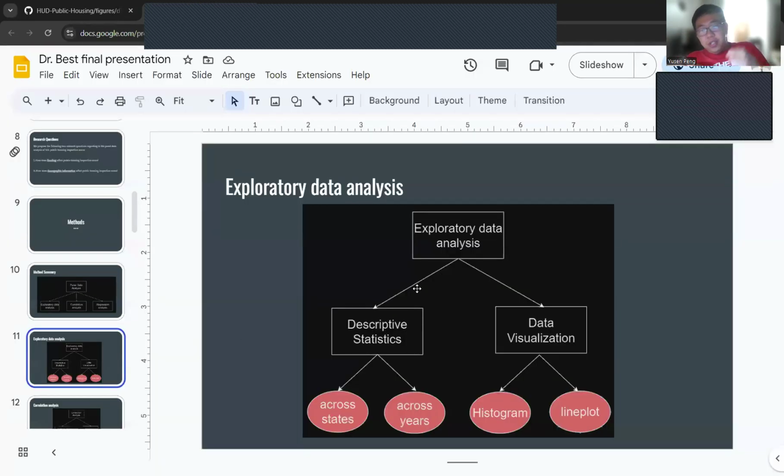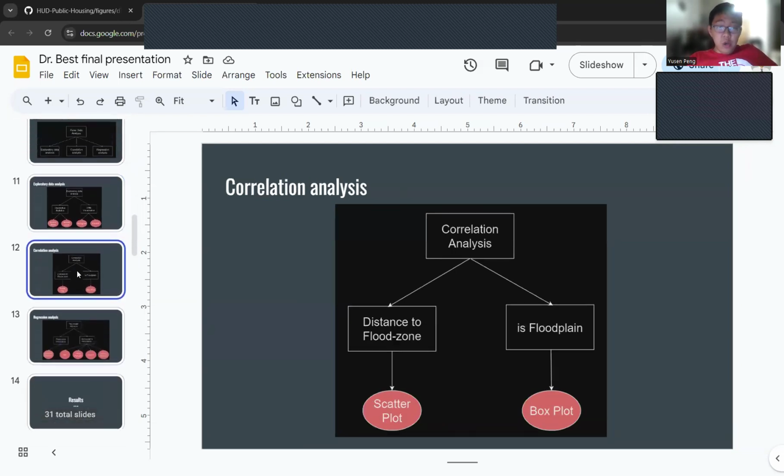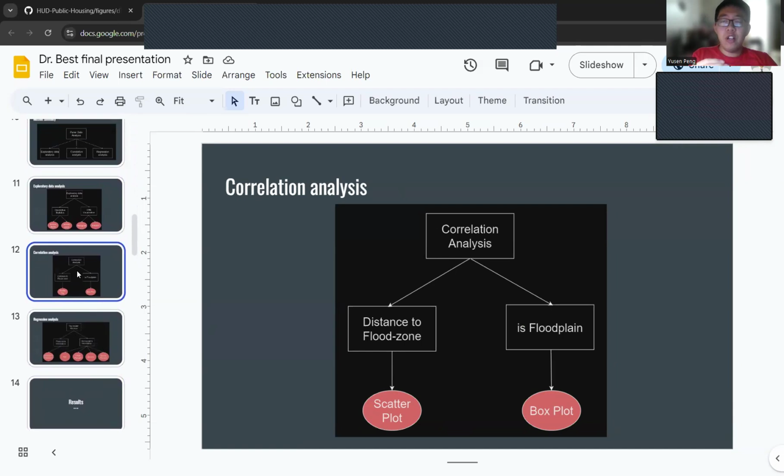So, as I said, this is the part for exploratory data analysis. And the second part is called correlation analysis. It's a more advanced visualization that dives into whether some independent variables can be correlated with the dependent variable, which in our case is the inspection score. As I said in the meeting on Wednesday last semester, I focused on two important quantitative variables. One is called distance to flood zone.